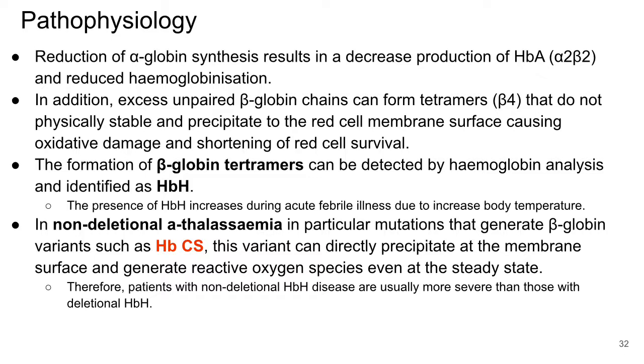In non-deletional alpha thalassemia, a particular mutation generates alpha globin variants such as hemoglobin CS. This variant can directly precipitate at the membrane surface and generate reactive oxygen species even at the steady state.